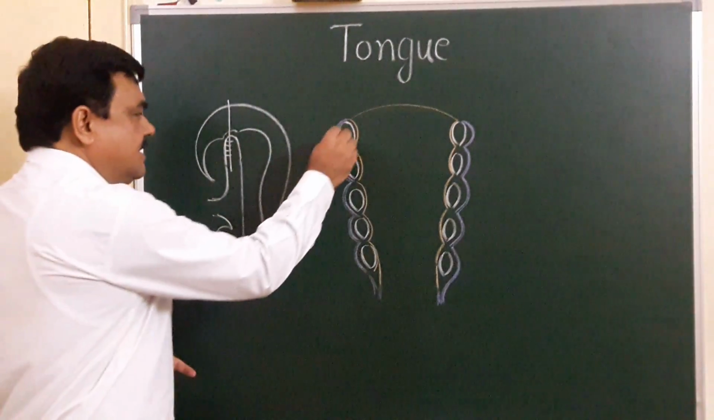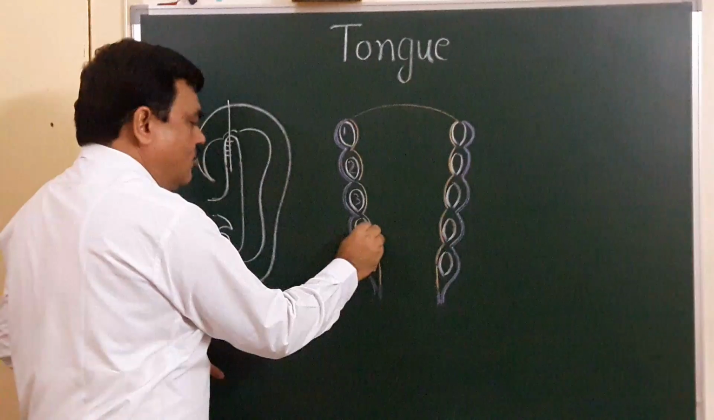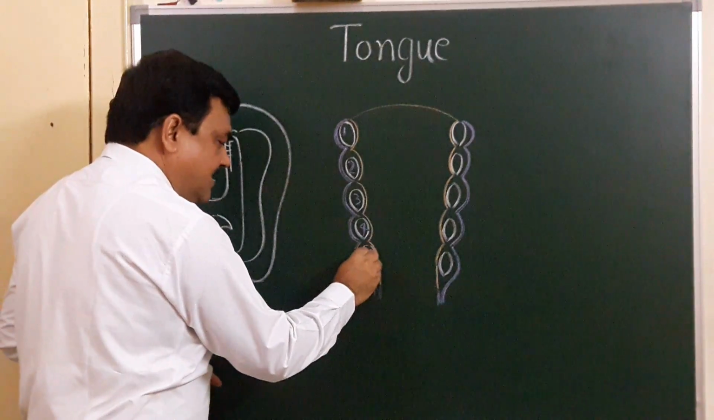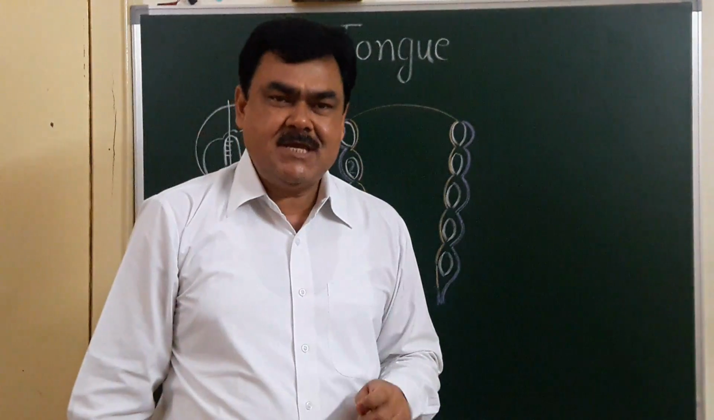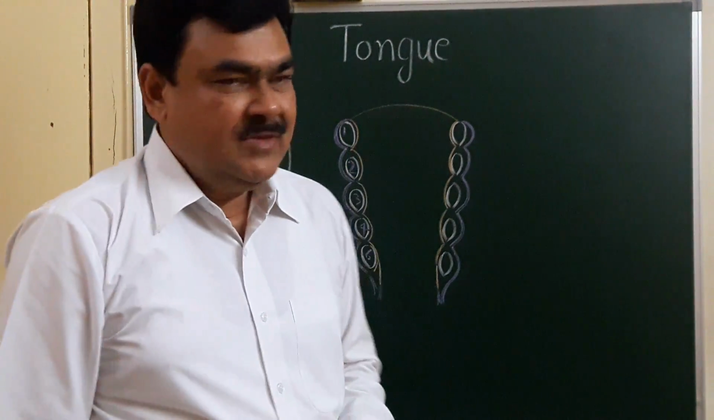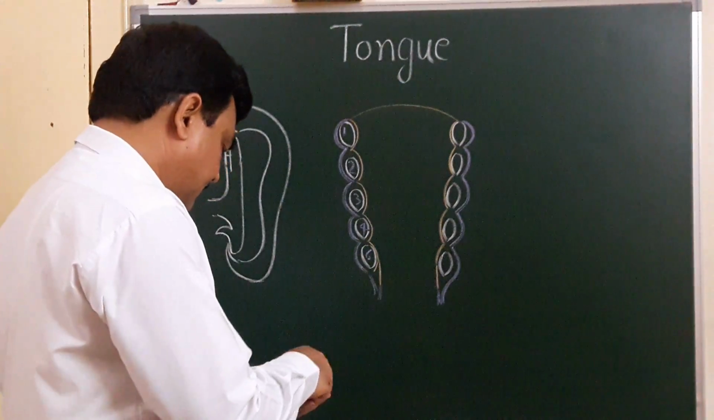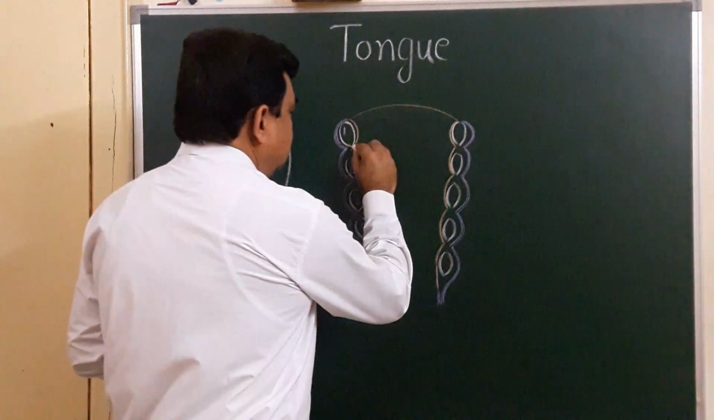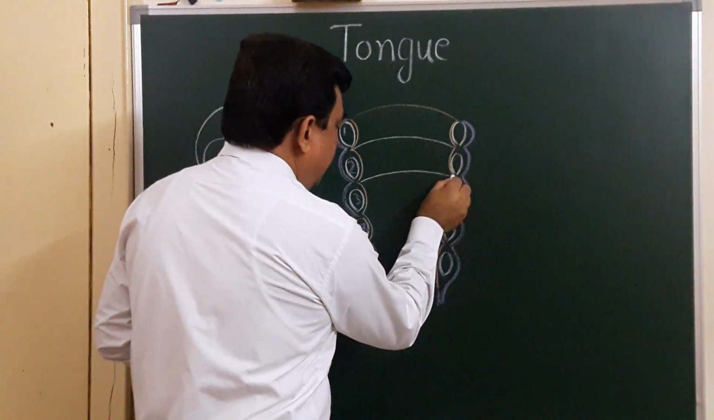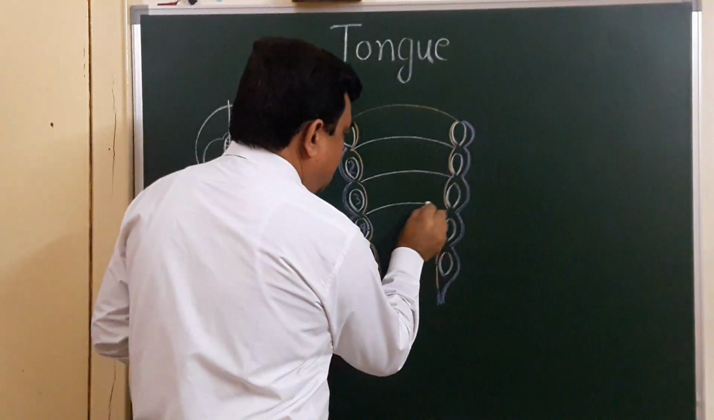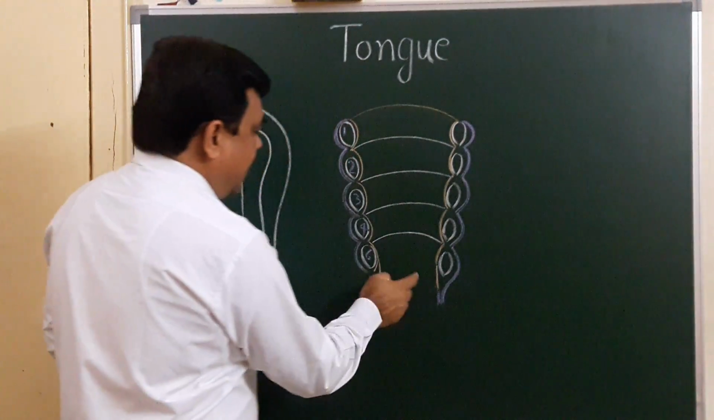So this is the first, second, third, fourth, and sixth pharyngeal arch. The fifth disappears just after its formation. So this is first, second, third, fourth, and sixth arch.